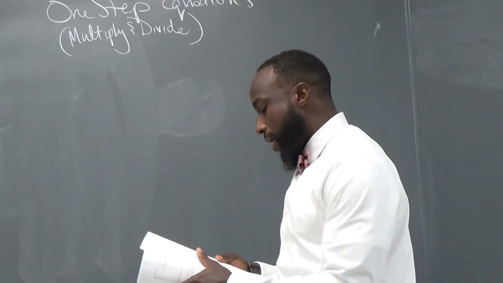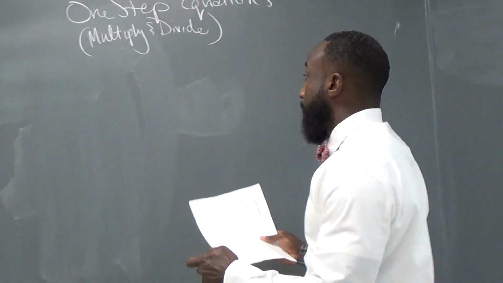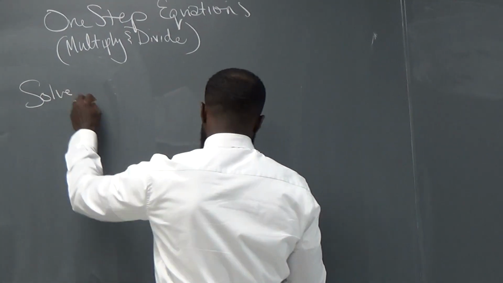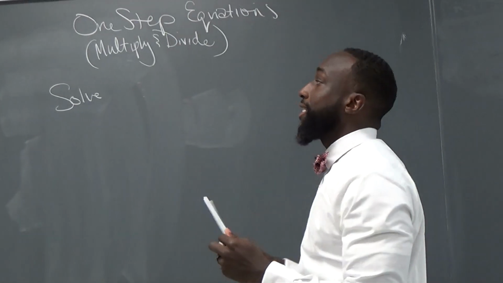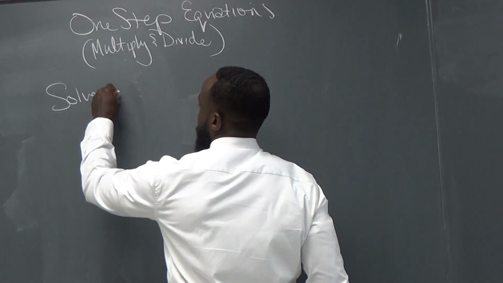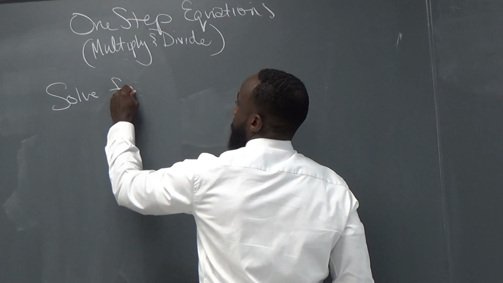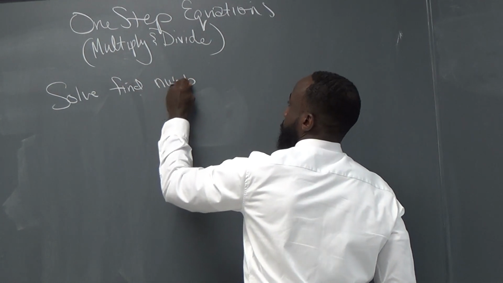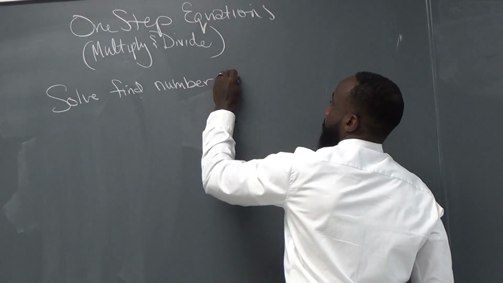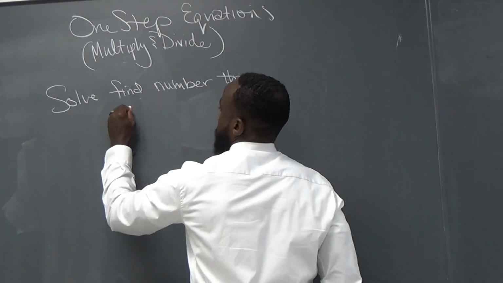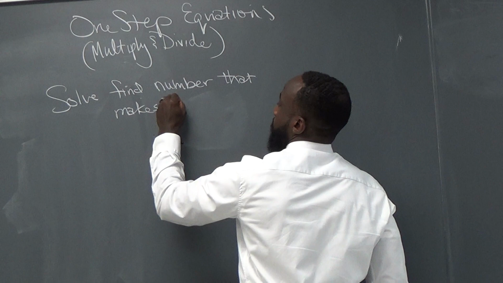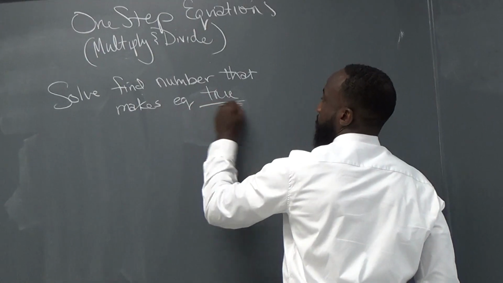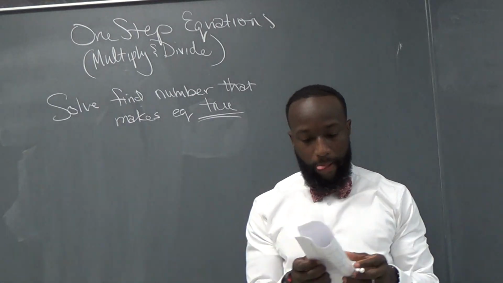All right. So yesterday, when we were doing it, we said that to solve an equation, basically what you're doing is you're trying to find the number that makes the equation true. You're going to find the number or the variable that makes the equation true, right?